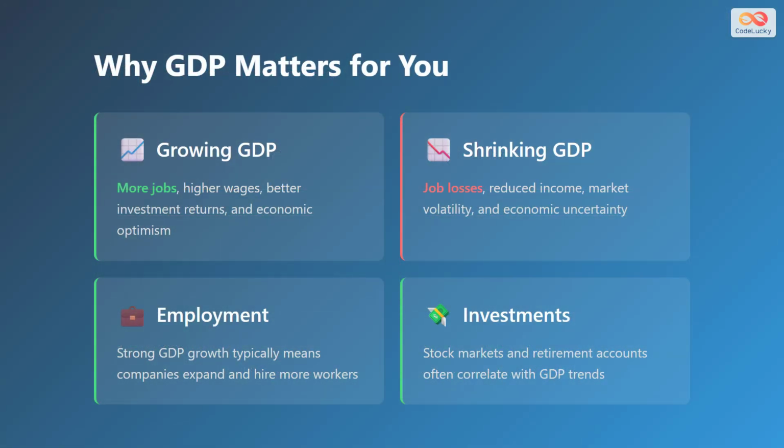Understanding GDP matters because it directly affects your life. When GDP is growing, there are typically more jobs available, wages tend to increase, investment returns improve, and there's overall economic optimism. People feel confident about spending and investing. On the flip side, when GDP is shrinking, we often see job losses, reduced income, market volatility, and economic uncertainty. GDP growth influences employment opportunities as companies expand and hire more workers. It also affects your investments, since stock markets and retirement accounts often correlate strongly with GDP trends.